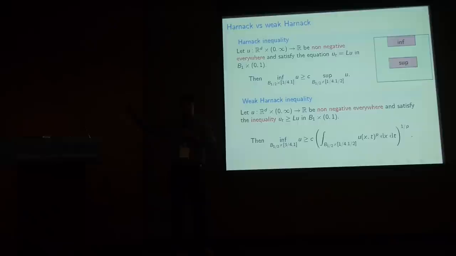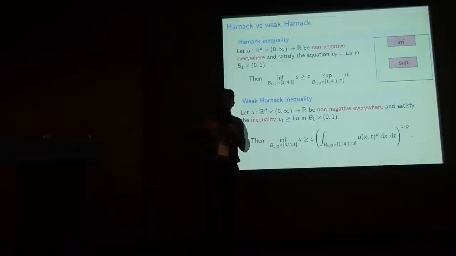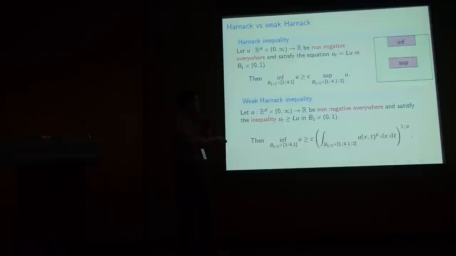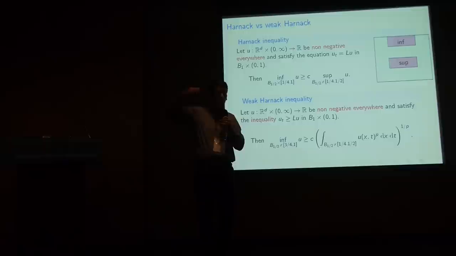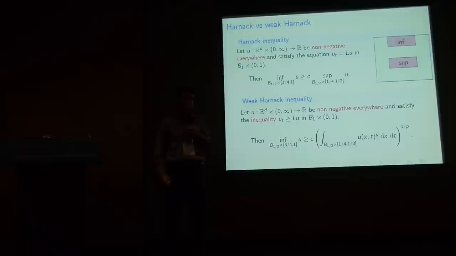The catch is that this constant C doesn't pass to the limit when you pass from integro-differential equations to second order equations. So if I put P equal 1 here, I can give you a very simple proof of this for integro-differential equations. But if you take the order of the equation to converge to 2, then the constant C goes to 0. So you don't recover anything in the second order case.